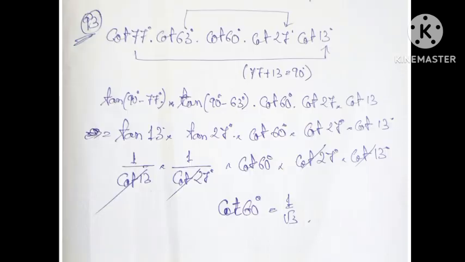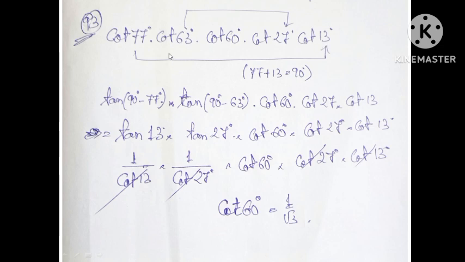What is complementary? Complementary means when you add the two angles you will get 90. So the complementary of 77 will be what? 13. Okay, 77 plus 13 will be 90. In the same way, the complementary of 63 will be what? 27, isn't it?